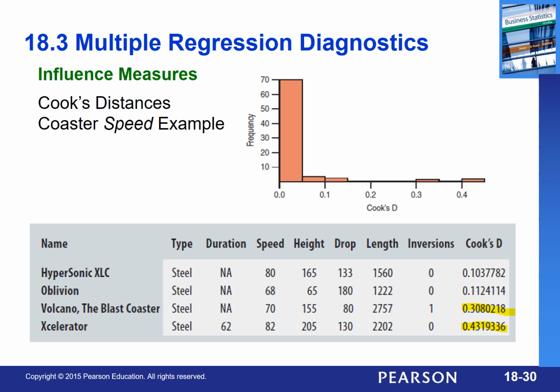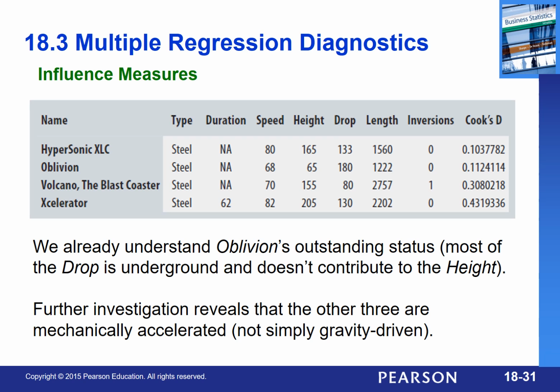The Oblivion in England is unusual for a couple different reasons. So you might want to look at this and be like, oh, well, these 4 appear to be different from everybody else. Is there a reason beyond the data that could be causing this? And it turns out that Oblivion is strange because of its huge drop that we investigated earlier. The other thing is that the rest of these on this list are what we called mechanically accelerated, not simply gravity driven. So if you look at the characteristics of these, that might be the reason why they end up looking so different than everybody else.